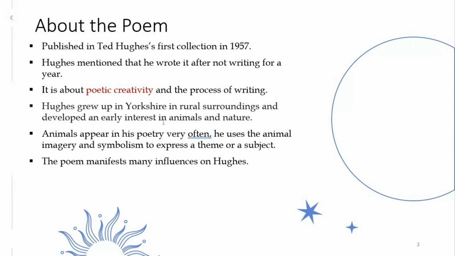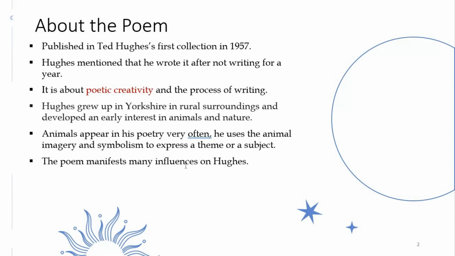So this is the reason behind his interest in animals and nature. Animals appear in his poetry very often. He uses animal imagery and symbolism to express a theme or a subject. So this is something very famous and regular when we are talking about Ted Hughes's poetry.